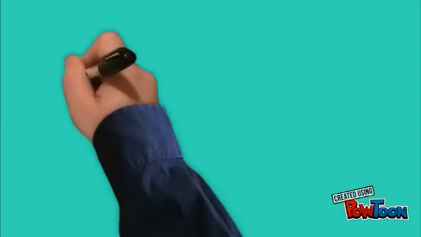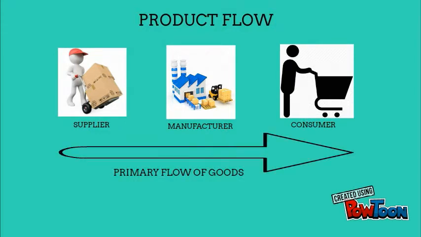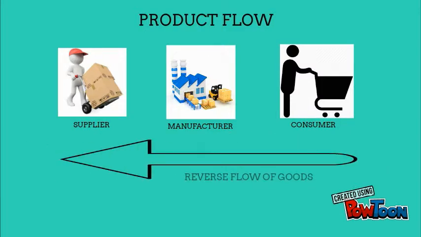Supply chain can be divided into three flows. Firstly, the product flow. The primary flow of goods from the supplier to the end consumer. They include materials, components, supplies, and services. Next is the reverse flow of goods from the consumers to the suppliers. They include returns for repair, replacements, recycling, and disposals.